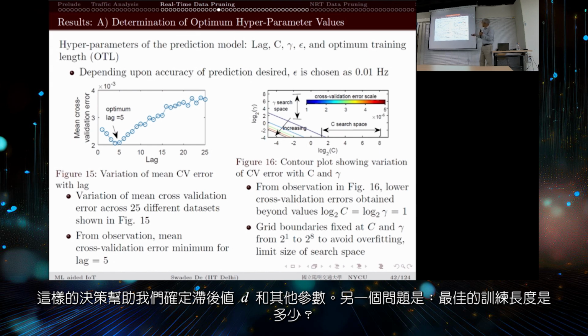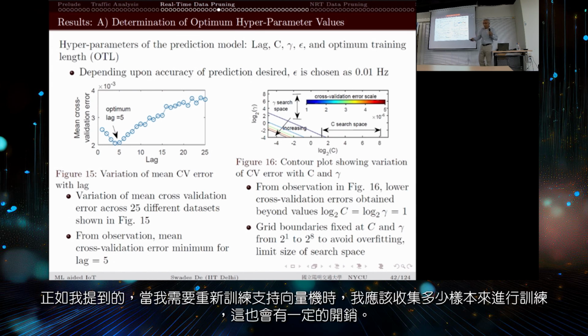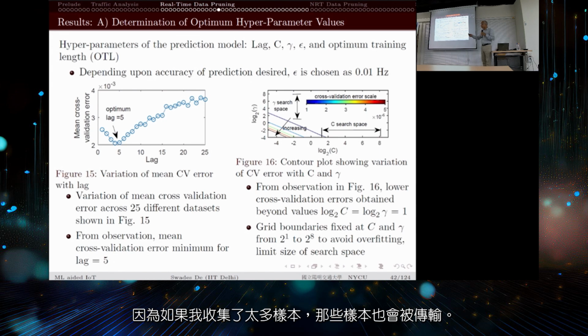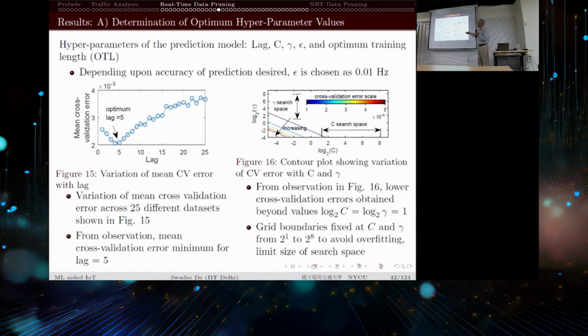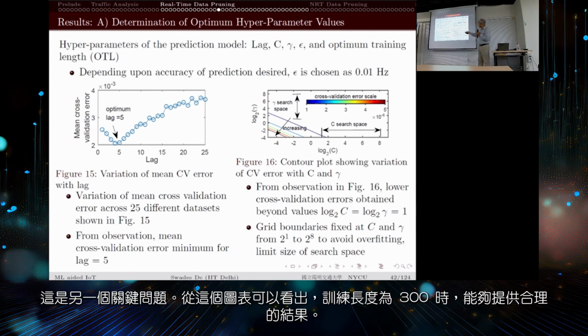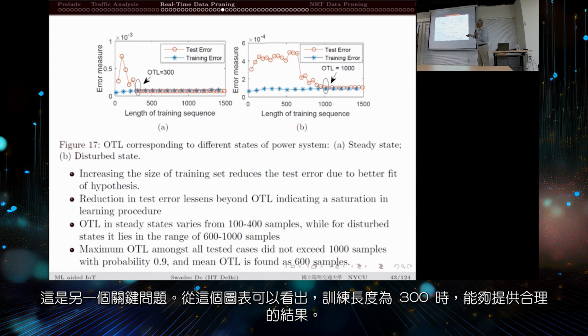The other question that we are asking is what is the optimal training length? As I was mentioning, when I have to retrain the support vector machine, how many samples should I collect for retraining? That also has some overhead, right? Because if I collect so many samples, that means those many samples are also being transmitted. So smaller is a problem, very large is also a problem, and so on. So this is another thing of critical interest.